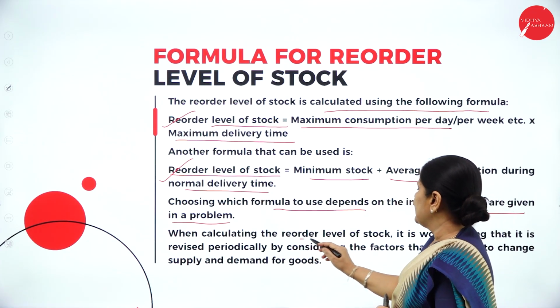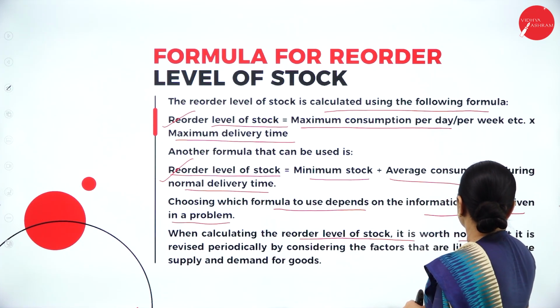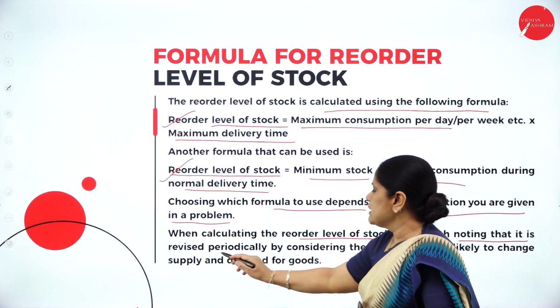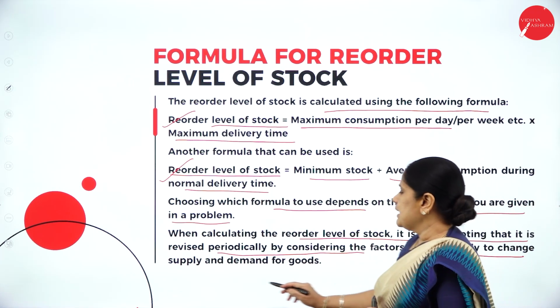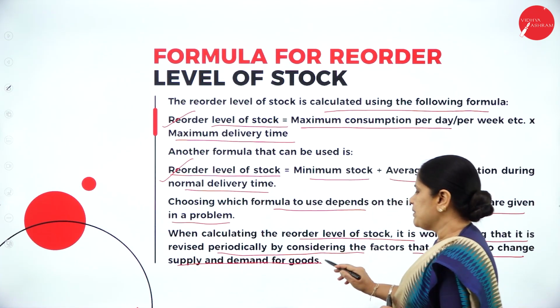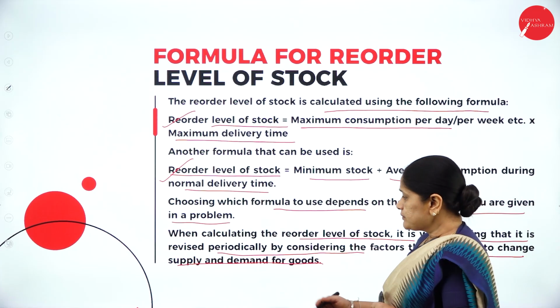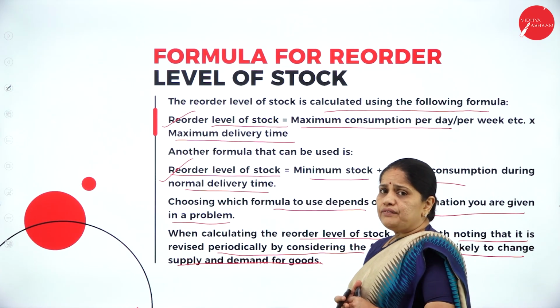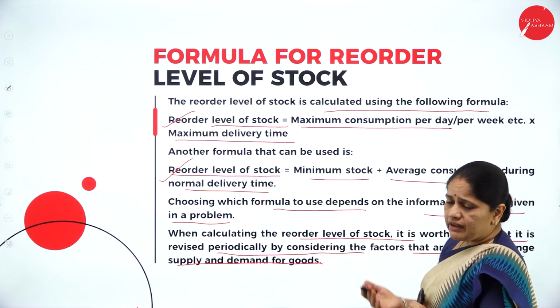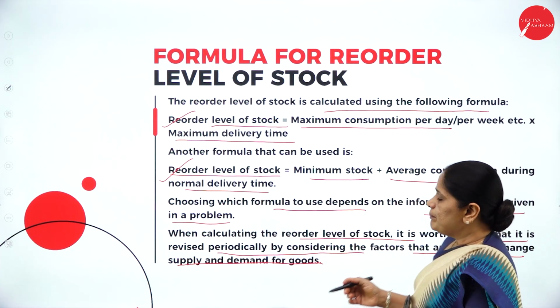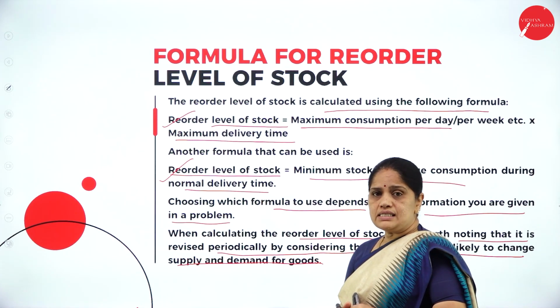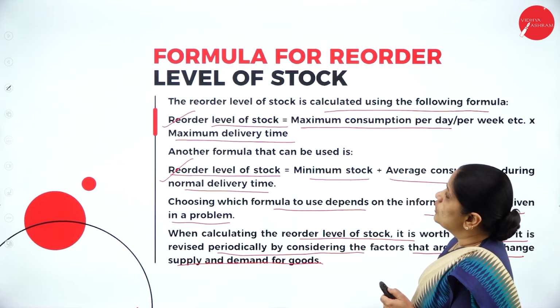So, when calculating the reorder level of stock, it is worth noting that it is revised periodically by considering the factors that are likely to change the supply and demand for goods. So, this reorder level, we should see that it is revised periodically. So why is it revised periodically? Because of the changes in the supply and demand of the goods.